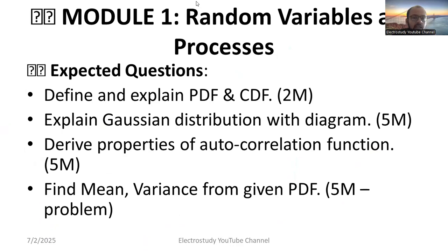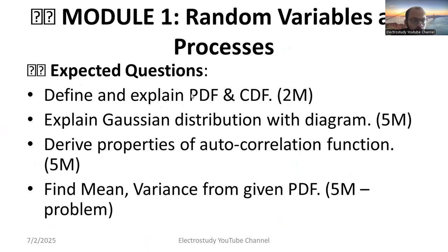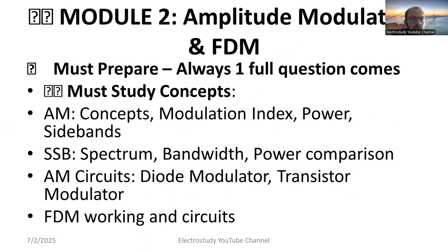Let me move on to the second module. In the second module, you need to talk about PDF and CDF. Explain the Gaussian distribution with a diagram. Derive the properties of the autocorrelation function and define mean and variance from the PDF. You should go through module 1 thoroughly. These are the important concepts. Now I'll be talking about module 2.